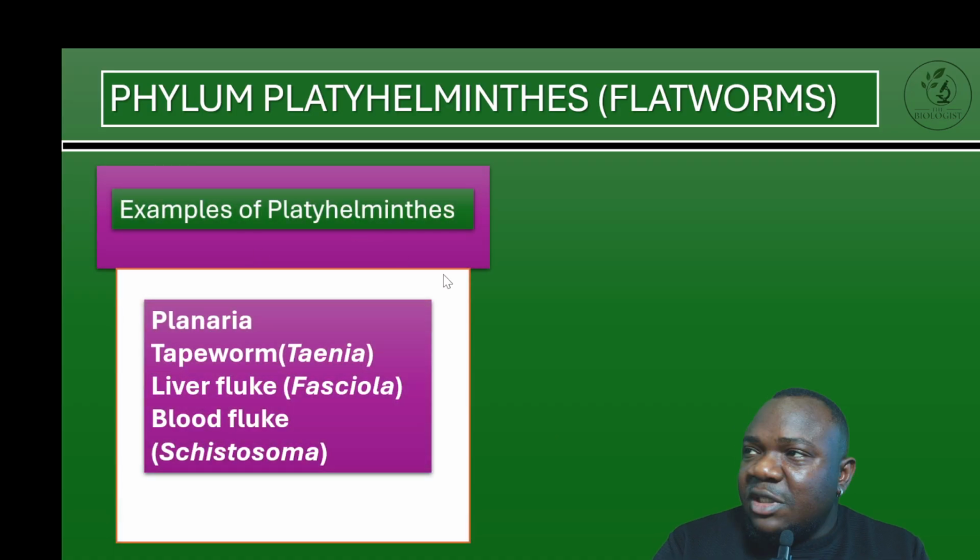A very good example of the Platyhelminthes: you have Planaria, you have tapeworm, you have liver fluke, you have blood fluke.